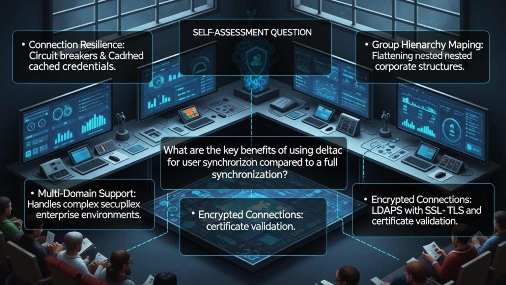Finally, let's talk about the patterns that make your system truly production-ready. First, connection resilience. Enterprise directories will occasionally go offline. Your system must implement circuit breakers that fall back to cached credentials during outages, maintaining security while ensuring continuity. Then, group hierarchy mapping. Corporate structures are complex with nested groups. Your system should flatten these hierarchies into simple platform roles while preserving the original access control intent.